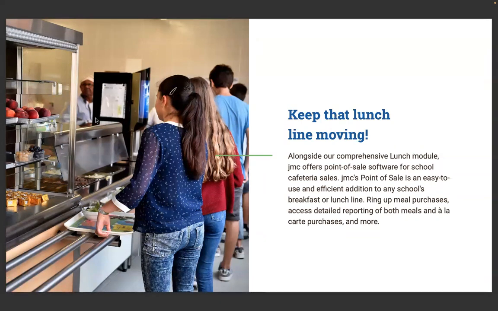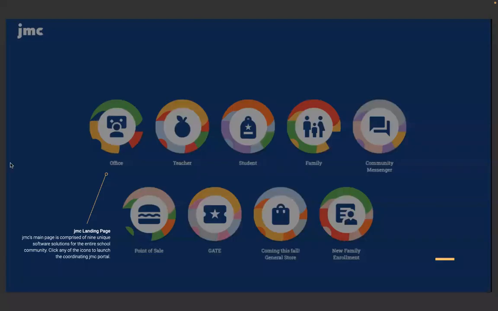Alongside our comprehensive lunch module, JMC offers a point of sale application for school cafeteria sales. So JMC's point of sale is an easy to use and efficient addition to any school's breakfast or lunch line. You can ring up meal purchases, access detailed reporting of both meals and a la carte purchases, and more. So the point of sale is located right here on the menu tree, just below office.